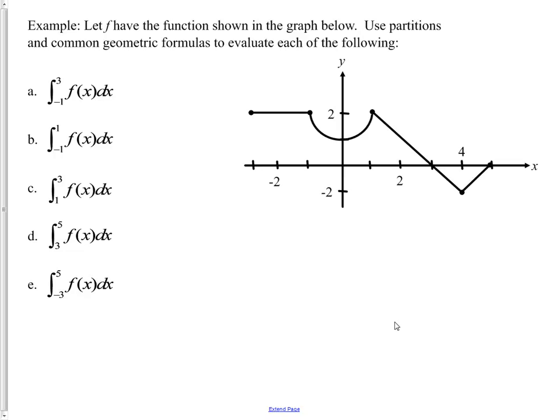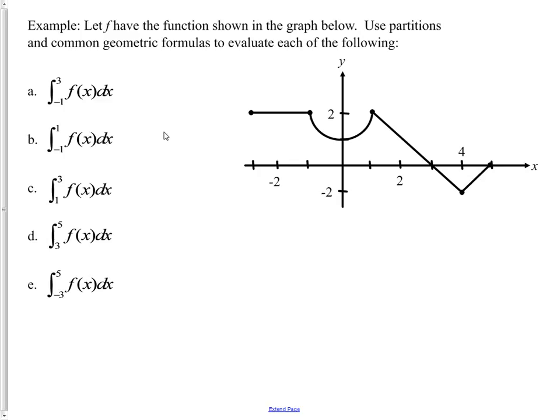Let's use another example to put together our notion of the definite integral representing the area under the curve and our partitions in order to find a total antiderivative for a function. So let's say f of x has the graph shown below. Let's use our partitions and some common geometric formulas to evaluate these areas.